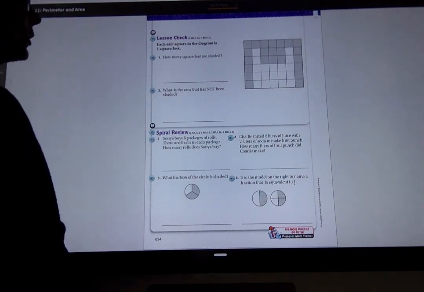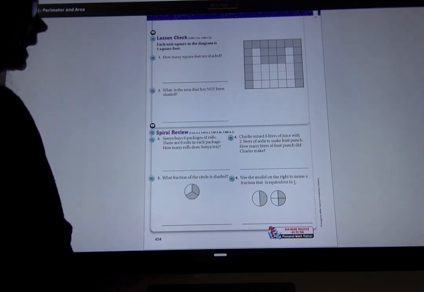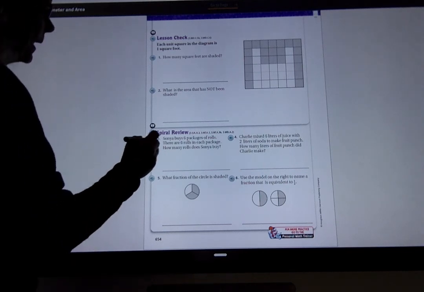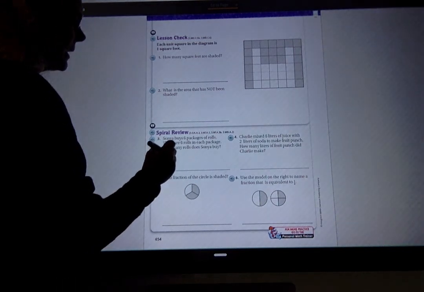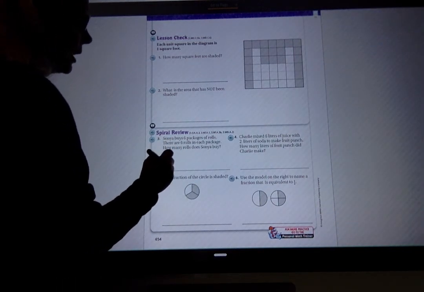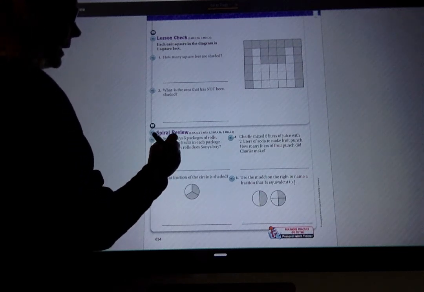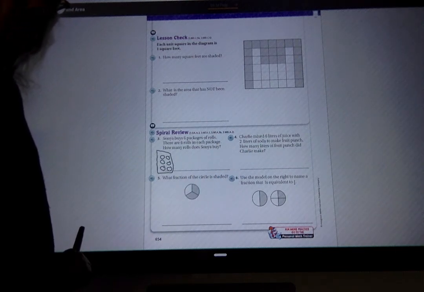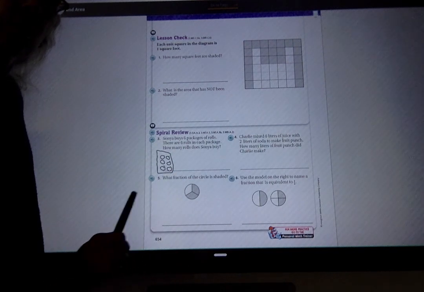Number 3, Sonia buys 6 packages of rolls. There are 6 rolls in each package. How many rolls does Sonia buy? Let's see, she buys 6 packages and there's 6 in each package. 1, 2, 3, 4, 5, 6. That's the first package. And I could draw 6 more of those. Or maybe I could repeat addition or multiply.